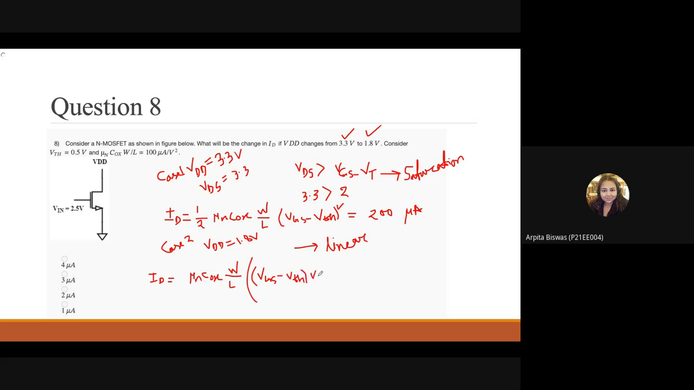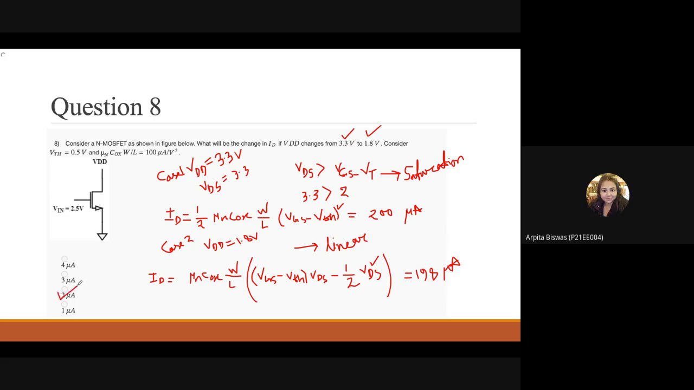Into VDS. So here, what is the value of VDS? VDS is equal to 1.8 minus half of VDS square. So what is the value? It is 198 microampere. Now tell me what is the difference? How much change is there in ID? The change in ID is 2 microampere. So the right option is option C.